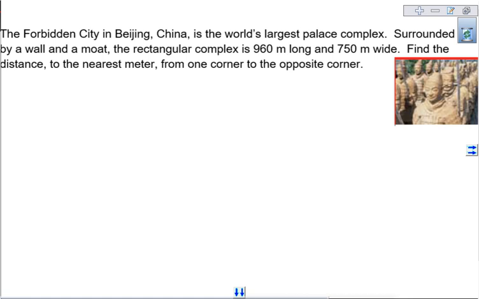Next up, the Forbidden City in Beijing, China is the world's largest palace complex, surrounded by a wall and a moat. The rectangular complex is 960 meters long and 750 meters wide. Find the distance to the nearest meter from one corner to the opposite corner. So I find that it helps to draw a picture for these.